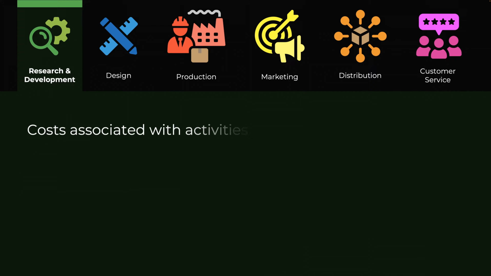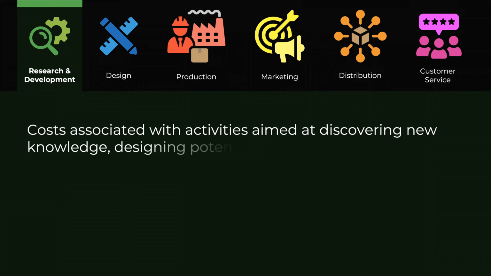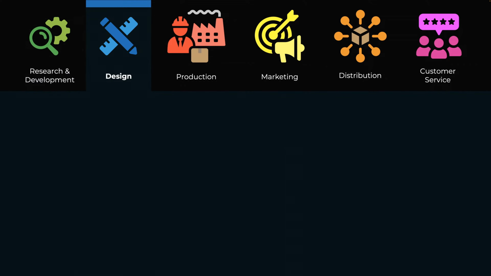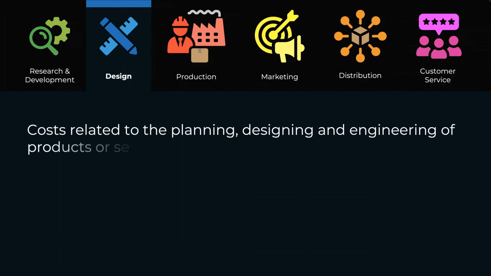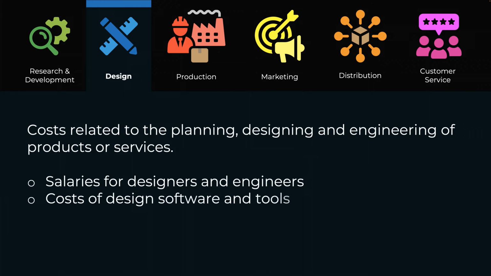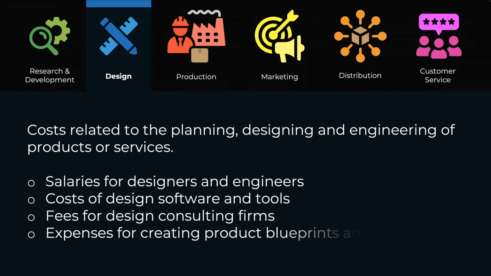These are the costs associated with activities aimed at discovering new knowledge, designing potential new products or services, and improving existing ones. Then we get to design. These are the costs related to the planning, designing, and engineering of products or services. Examples include salaries for designers and engineers, the cost of design software and tools, fees for design consulting firms, and expenses for creating product blueprints and technical drawings.